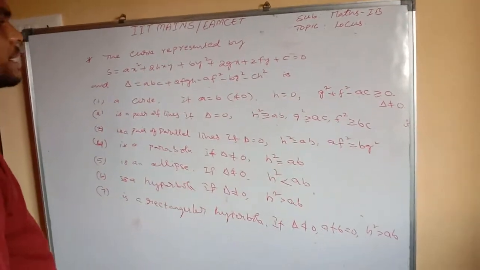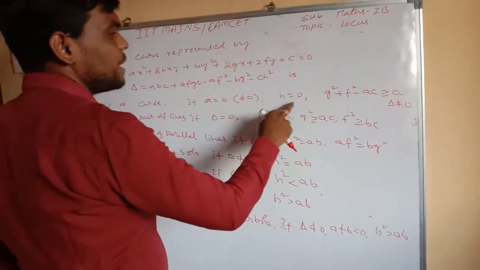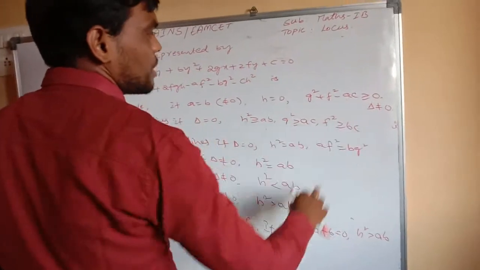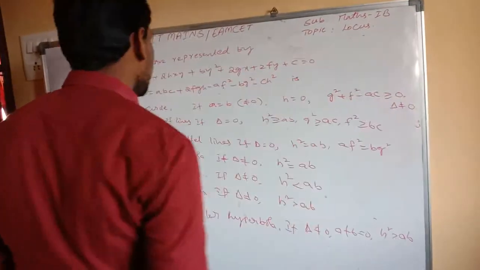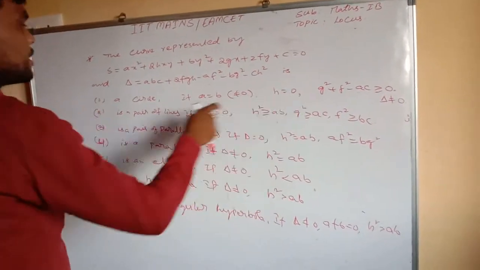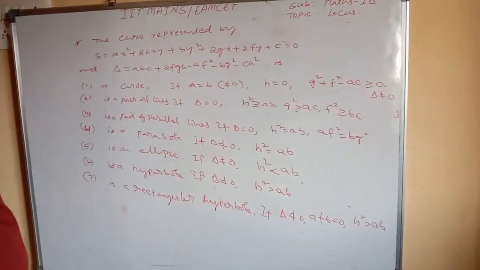For it to be a circle, the conditions are a is equal to b, h square is equal to 0, g square plus f square minus ac is greater than or equal to 0, and delta is not equal to 0. If all these conditions are satisfied, then S represents a circle.